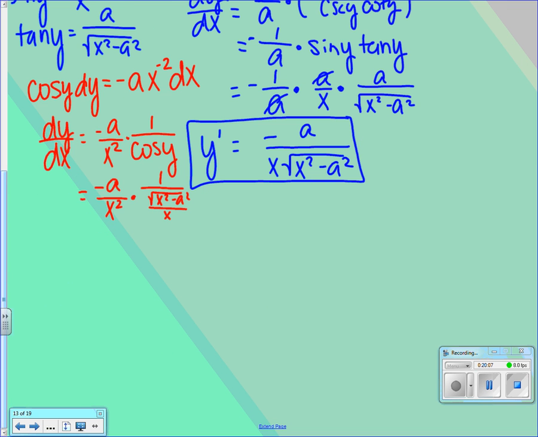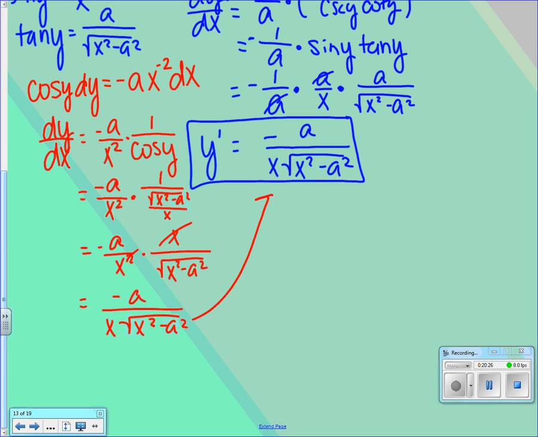And so we can take the second fraction and make it x over the square root of x squared minus a squared. And so one of those x's will cancel, and you end up with negative a over x times the square root of x squared minus a squared. And so you get the same thing as what you have here, but some people prefer to use one way over the other. It's really just a personal preference.